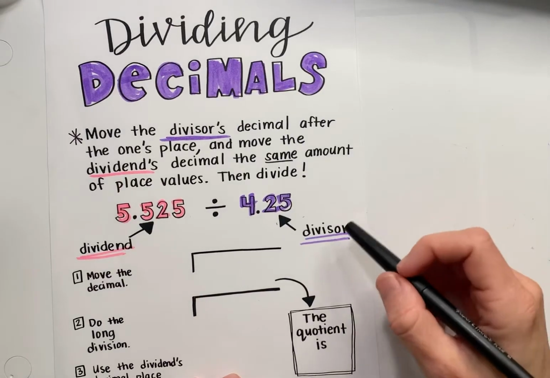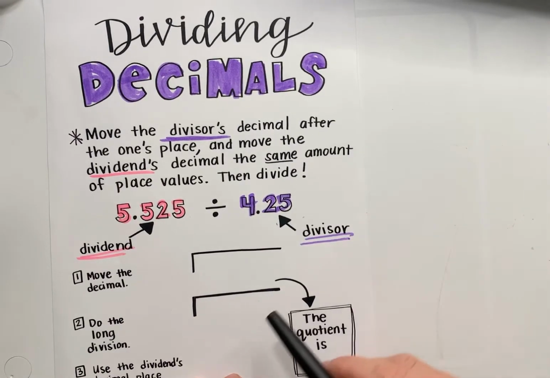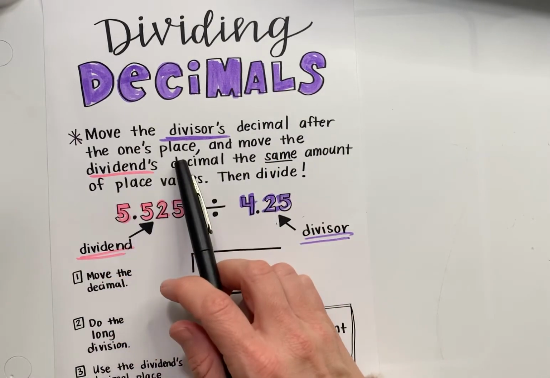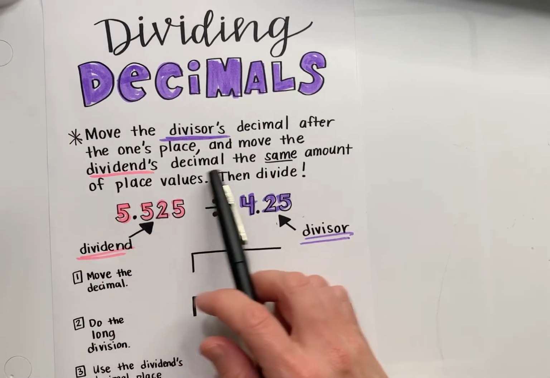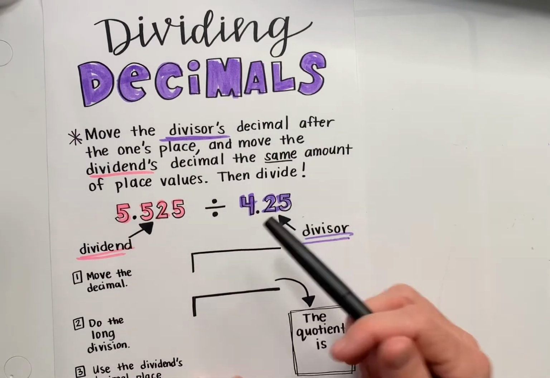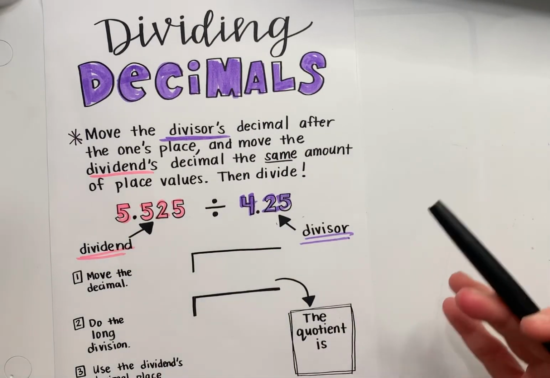The important thing to remember when dividing with decimals is that you are to move the divisor's decimal after the ones place and move the dividend's decimal the same amount of place values, then divide. All right, now let's figure out what that means.